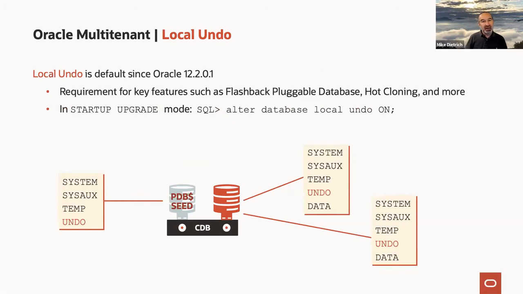Now with 12.2, we changed something in the undo layout. Before 12.2, we had shared undo. So we had only one undo tablespace in the root container. Since 12.2, we have local undo, and this is also the default. So you switch it with alter database local undo on. The downside is in an environment with not only one PDB, you have a few more files on disk. But local undo is the requirement for a lot of features actually.